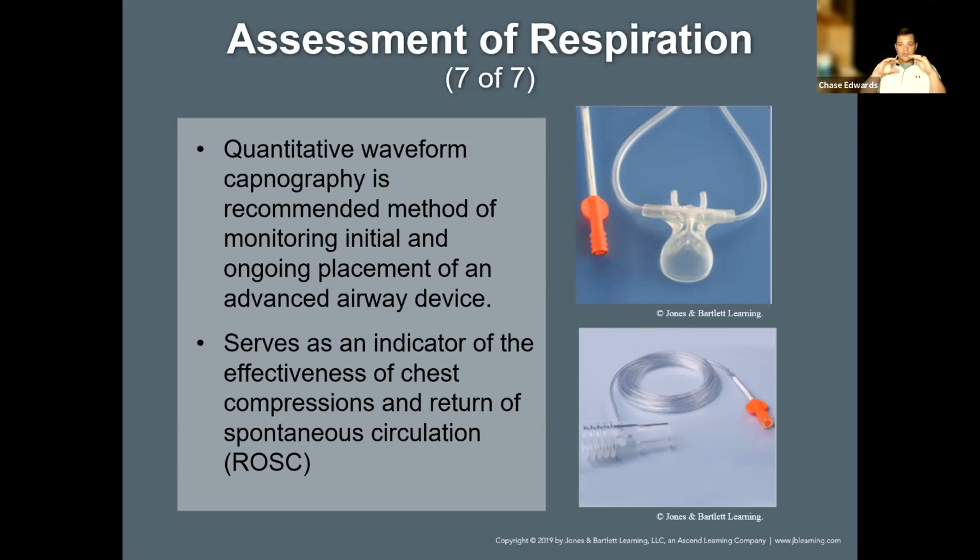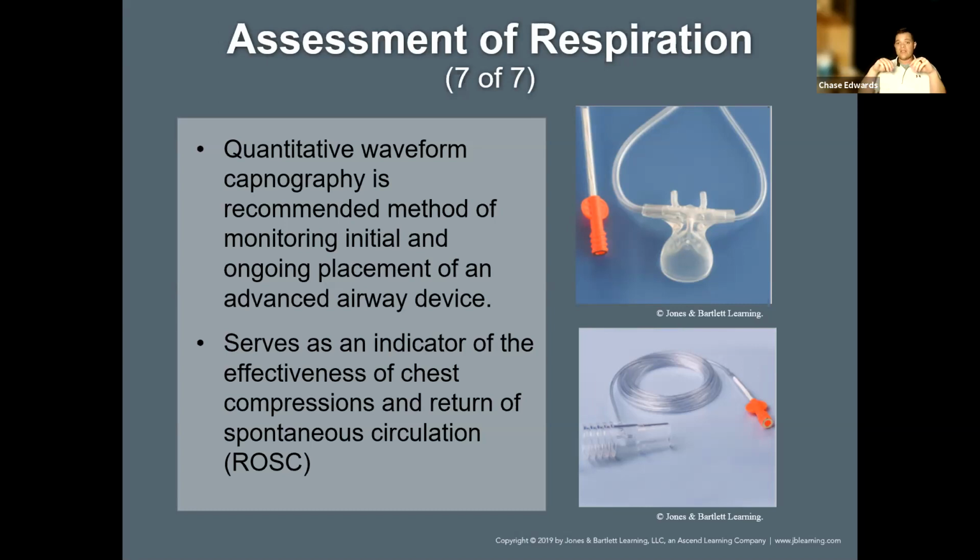Capnography can also serve as an indicator of the effectiveness of chest compressions. So it can help you perfect your chest compressions, and it also detects the return of spontaneous circulation, or ROSC. All right, you will see that acronym again, ROSC.